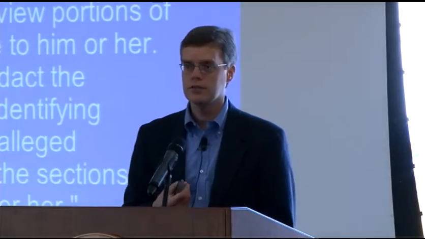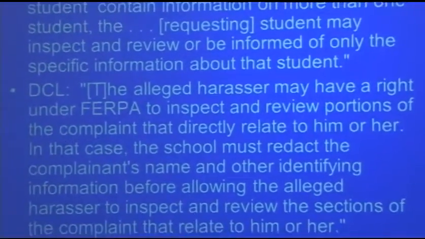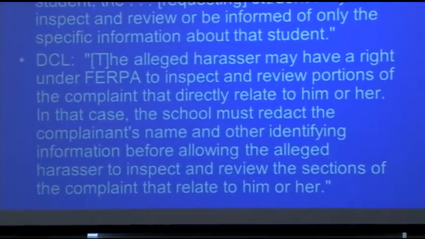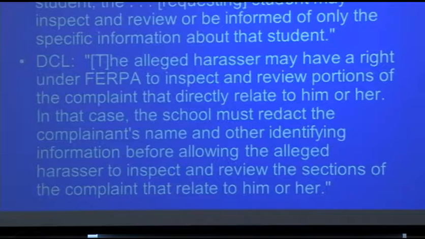The Dear Colleague letter does not quite agree with that. They say the alleged harasser may have a right to inspect and review the portions of the complaint that directly relate to him or her. In that case, the school must redact the complainant's name and any other identifying information. In this particular kind of situation, you can't redact anything without disclosing something about the other student. So that earlier thing about the thumb in the scale and privacy has now perhaps switched a little bit. They do get to see only the parts that relate to him or her, but what are those parts?